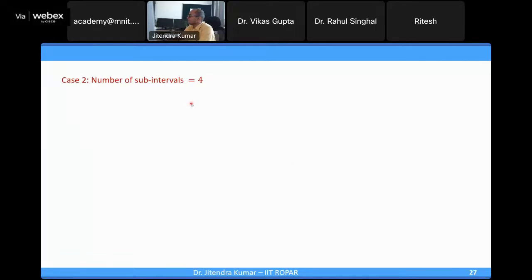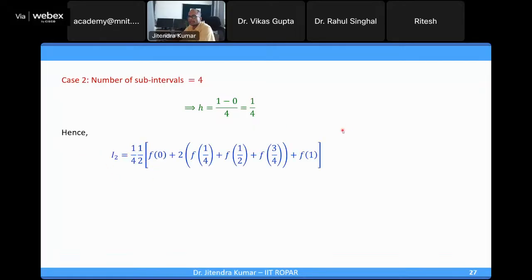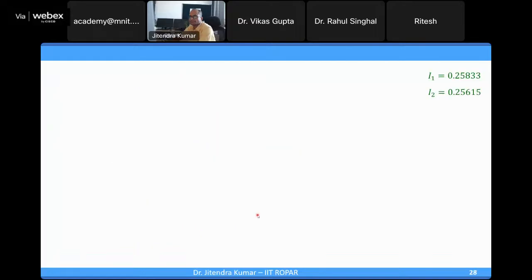Well, we can continue with the number of subintervals 4, and in that case your h is going to be 1 by 4, and hence we can now apply again the same formula. The extreme points will be counted once here and then 2 times all the interior nodes, and then this calculation will give us 0.25 and 15. So these are two numerical values we got with two different numbers of intervals, and the exact solution is 0.25541, so pretty close to what we have.